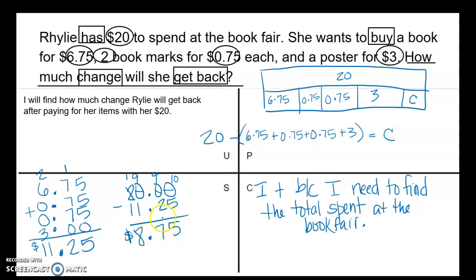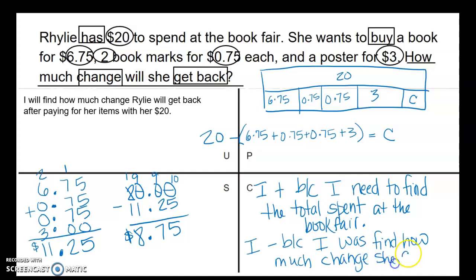And then we need to say why we subtracted. I subtracted because I was finding how much change she got back.